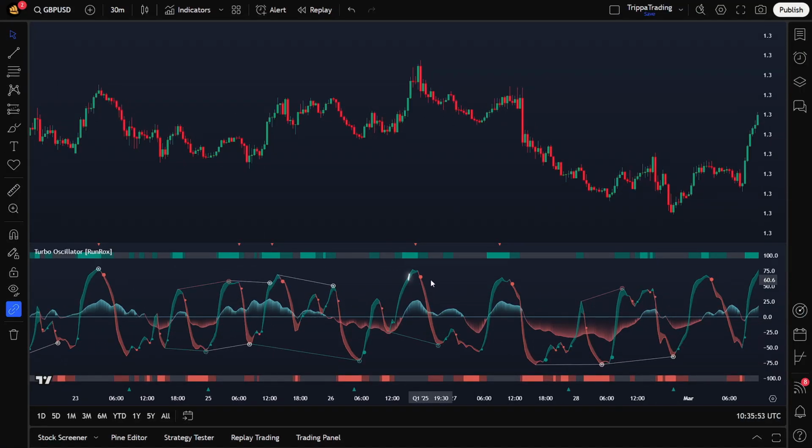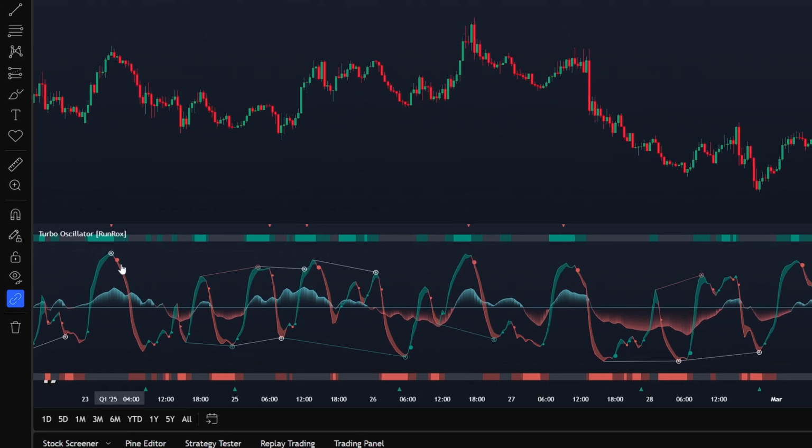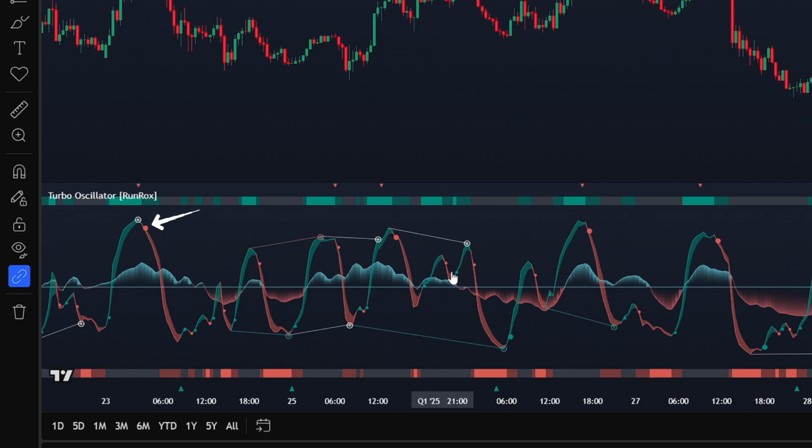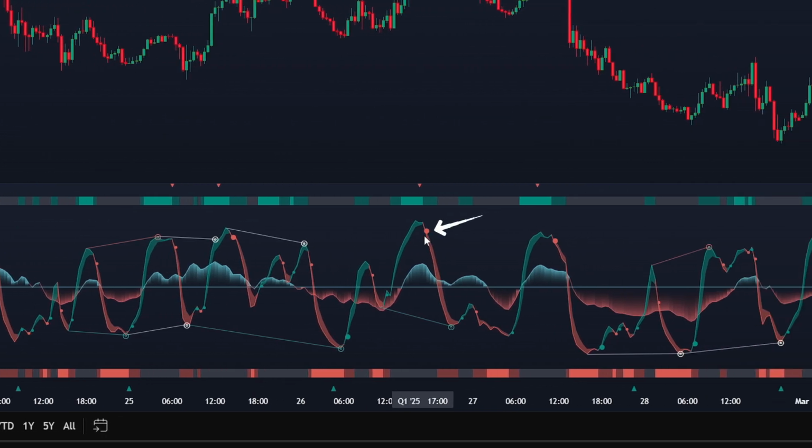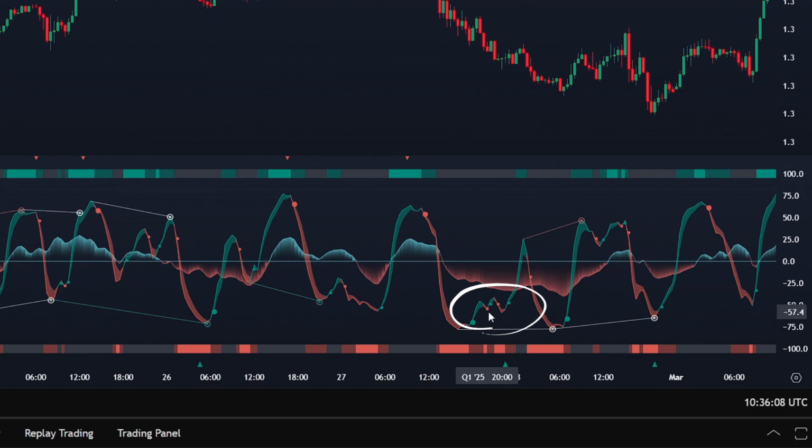The next component is called the signal line. It provides insights into trend changes and price reversals. These dots on the line indicate the beginning of a trend shift. They can vary in size, offering a clearer understanding of the strength of the emerging trend.